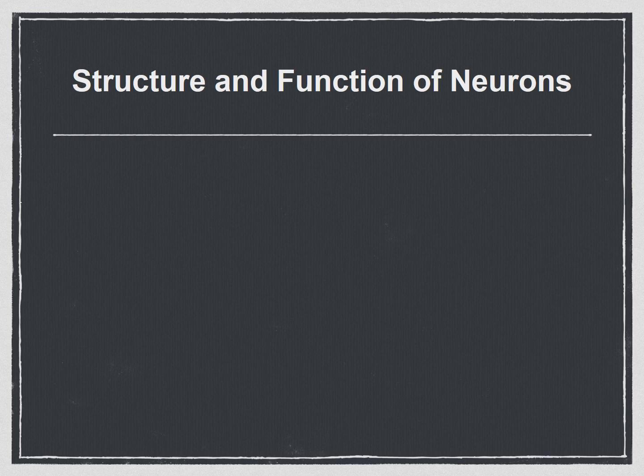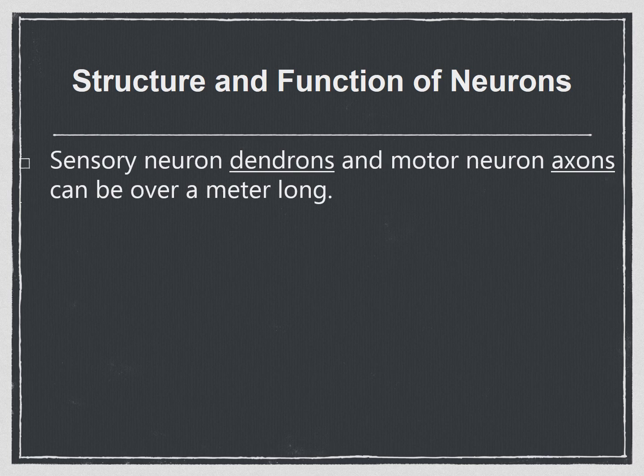Some specific information about the structure and function of our neurons is as follows. Sensory neuron dendrons and motor neuron axons can be very, very long. They can be over a meter long. If you think about it, the motor neuron that's connected to the muscle in your big toe has to connect from your spinal cord at the base of your spine all the way down your leg to the muscle in your toe. Same thing for your sensory neurons. You have to get information about your big toe all the way up to your spinal cord, in which case the dendrons of the sensory neuron can be very long as well.